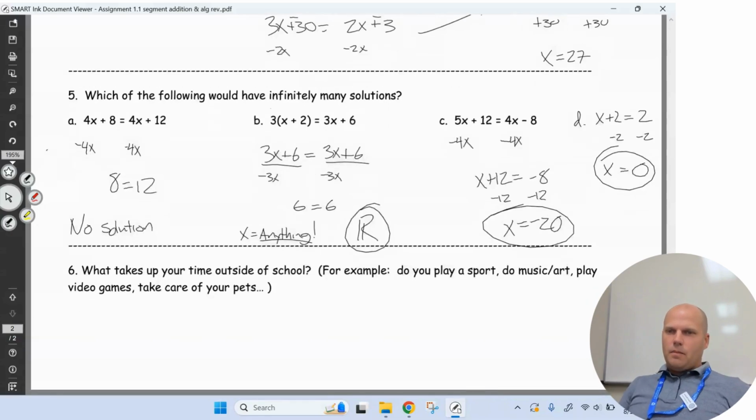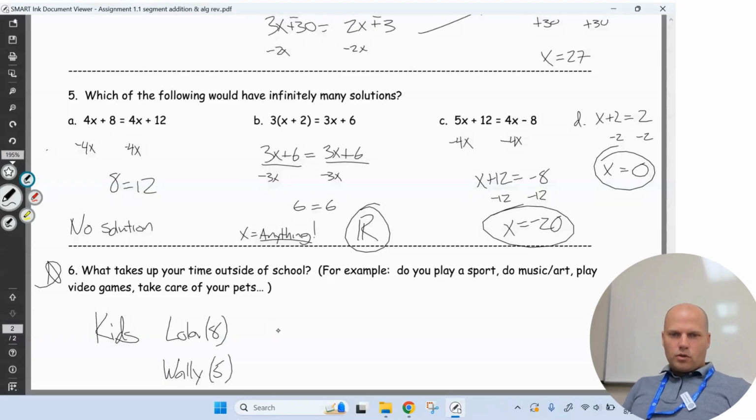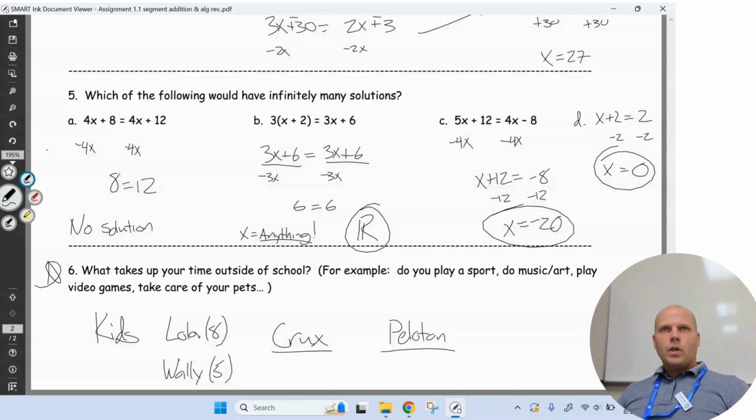All right, that's homework. Make sure you answer this question. I'll answer this question as well. What do I do outside of school? I hang out with my kids. We got Lola, who is 8, and Wally, who is 5. We go to Crux Climbing Center, where we all climb together. I like to also work out. I ride a Peloton. My wife does yoga. We go to concerts. We go to ACL every year. We enjoy our life in Austin.